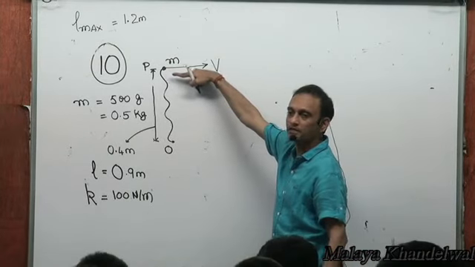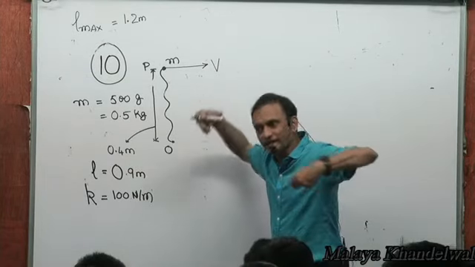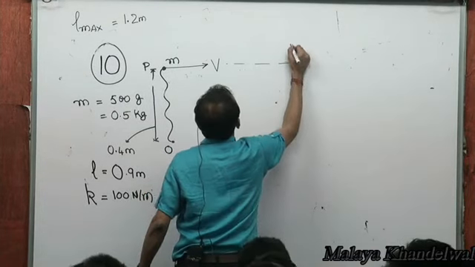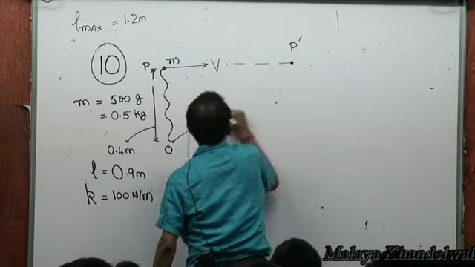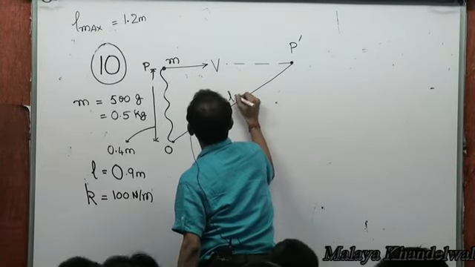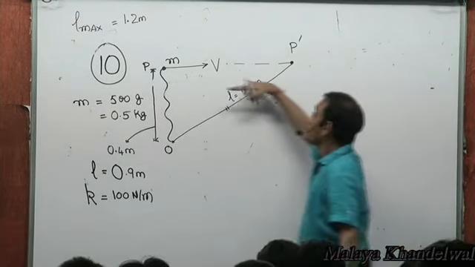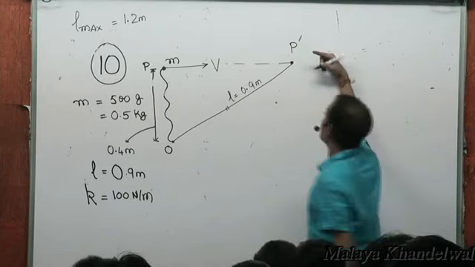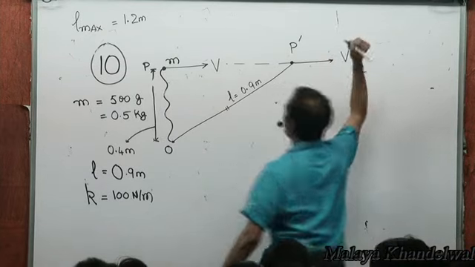What would happen to the mass m? It will continue to move in a straight line, and the cord will straighten up more and more. After a while, the mass comes to this point P prime, and the cord would have reached its natural length, which is given to be 0.9 meters. While it came to this point, what happened to its velocity? It did not change. It remained v.